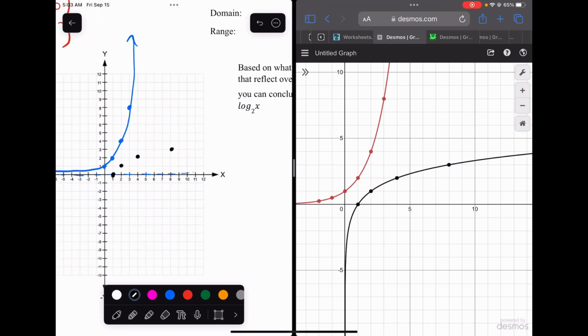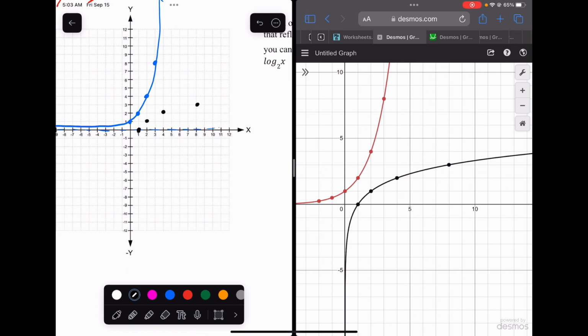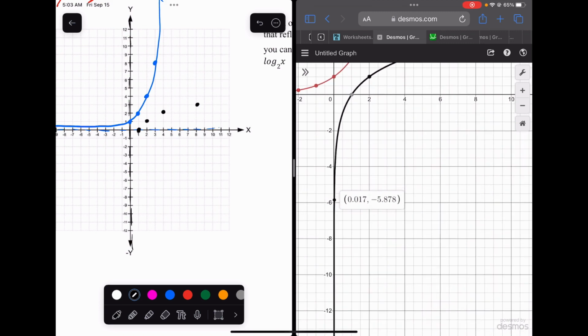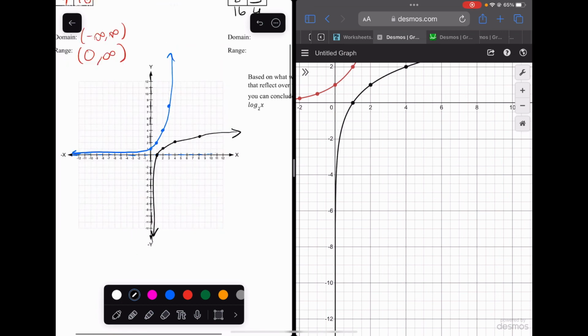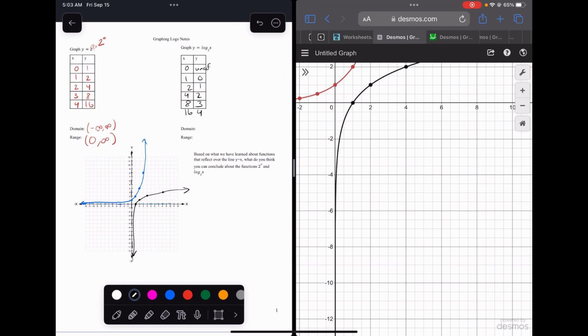If you notice, the graph of the logarithm has an asymptote that hugs the y-axis, so our logarithm looks like this. Then if we look at our domain, those are the x values that we can plug in.